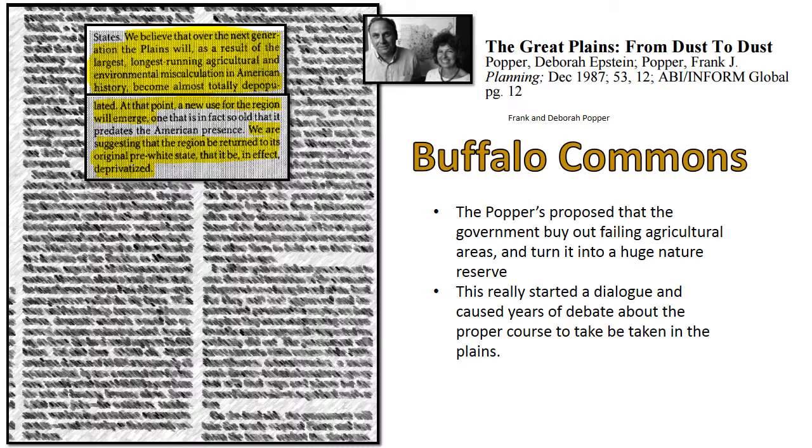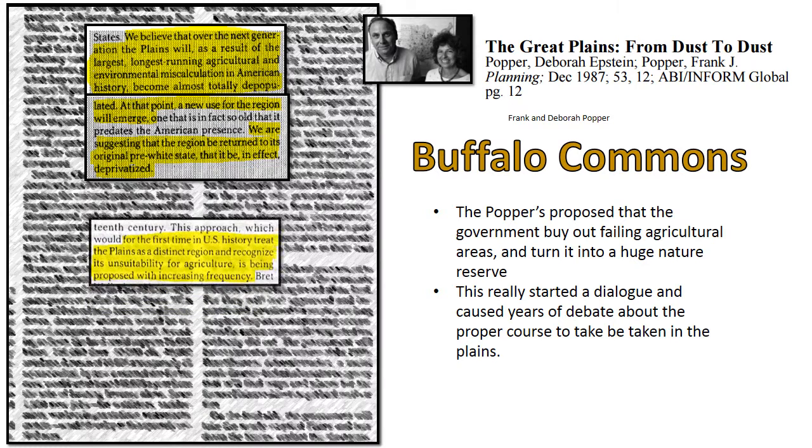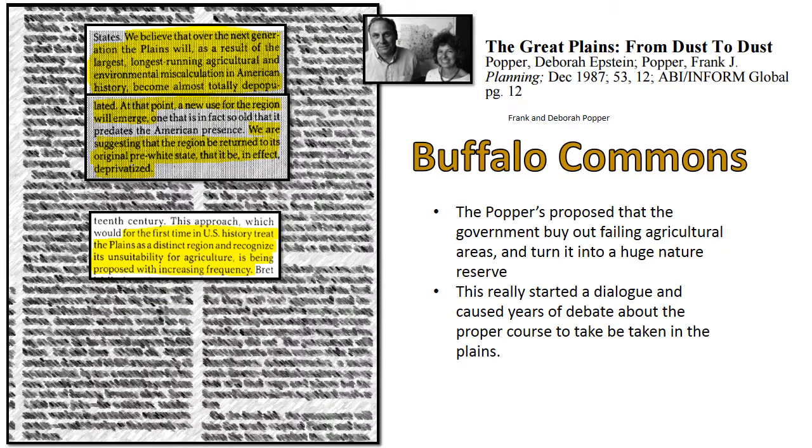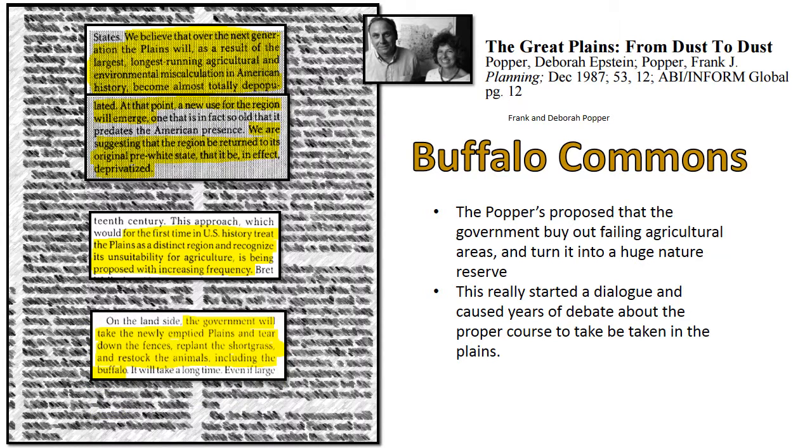They suggested that the plains be returned to their pre-white conditions, and that the U.S. government treat the area as a distinct region and recognize its unsuitability for agriculture. The Poppers proposed that the government buy out failing agricultural areas and turn them into a huge nature reserve, known as the Buffalo Commons. They said to take down the fences, replant the shortgrass, and restock the animals, including the buffalo. This really started a dialogue and has caused years of debate about the proper course to be taken in the Great Plains.